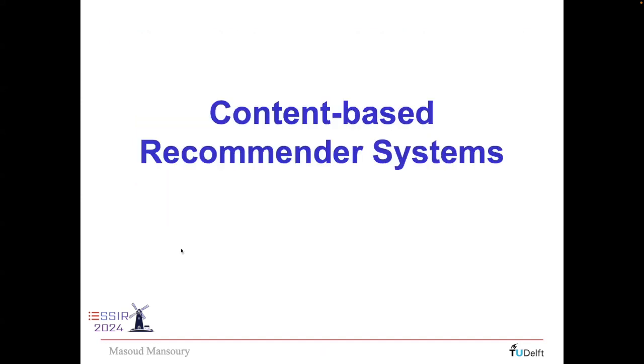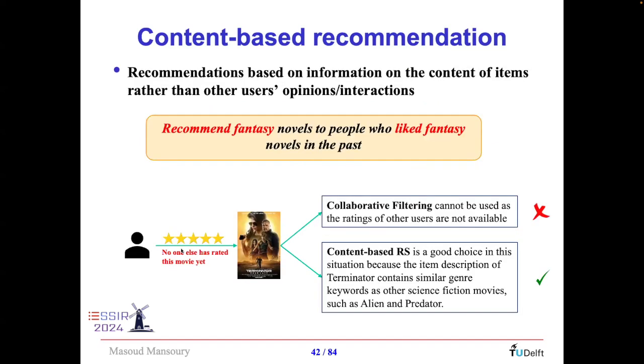The second category of algorithms, or approaches, in recommender systems is content-based. In this approach, instead of using the interaction data, we use the content information of the items to generate the recommendations. For example, if you have a user interested in fantasy novels, then a content-based recommender would recommend the same genre, same content, same category of items to the user.